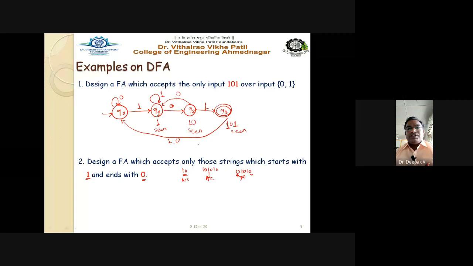So I have to design an automata for such strings. A string may have any length, say for example 0, 0, 1, 1, 1, 1, 0, 0, 0. That particular string starts with 1 and ends with 0. So I have to design an automata for such strings that must start with 1 and end with 0. So the steps.